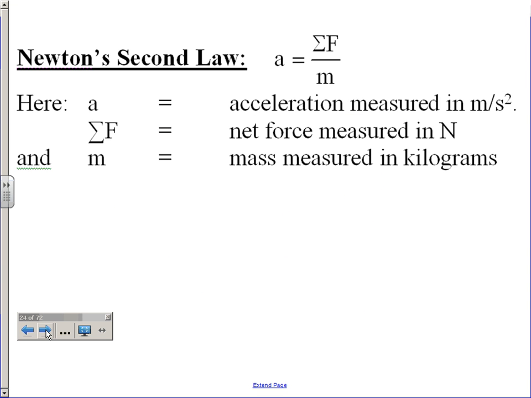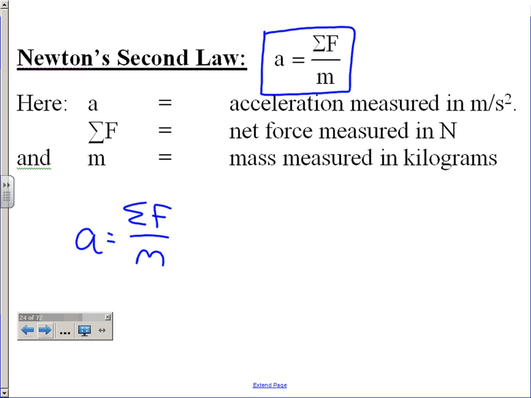All right, so here's Newton's second law. It says, if you want to calculate the acceleration on an object, you're going to take the net force on that object and divide it by the mass of the object. So acceleration equals net force divided by mass. That's what Newton's second law says.